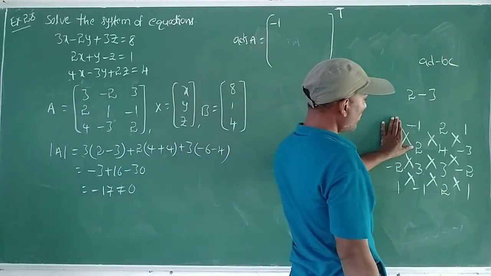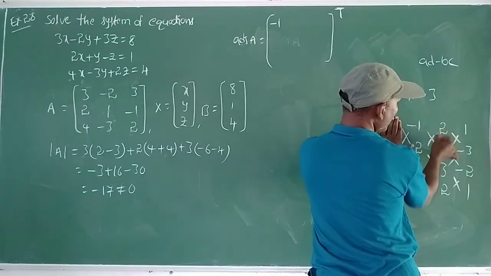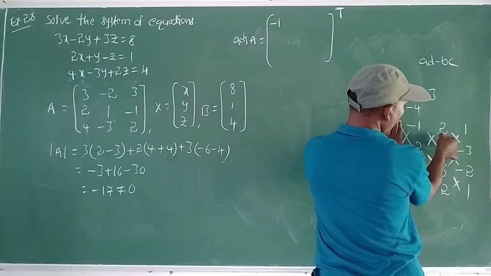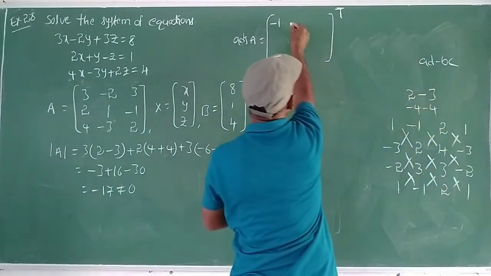Next, these 2 numbers go. Remaining 4, A, B, C, D. Minus 1 into 4, minus 4. Minus 2 into 4, minus 4, minus 4. Minus 8.